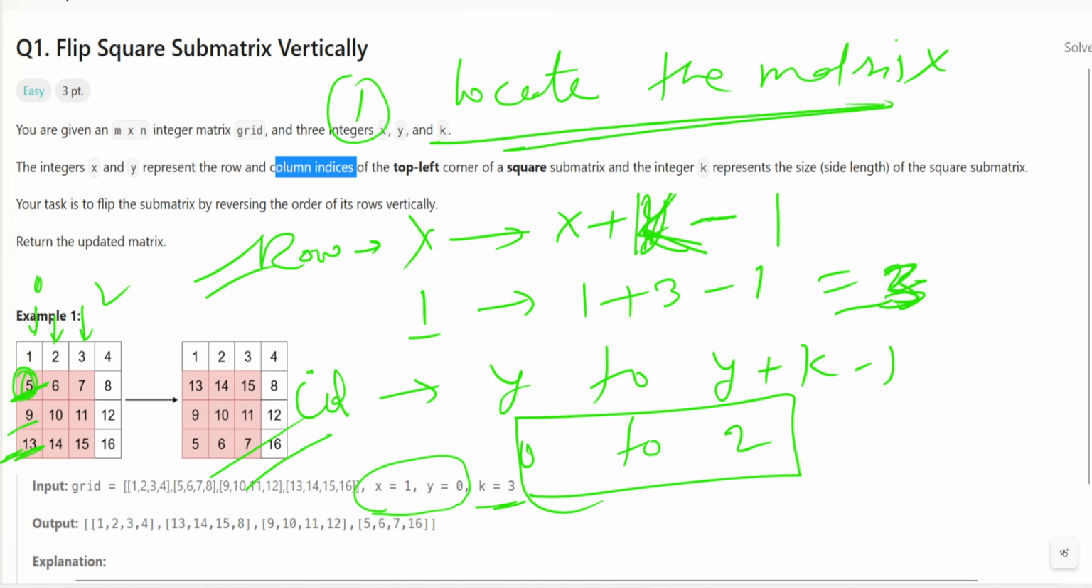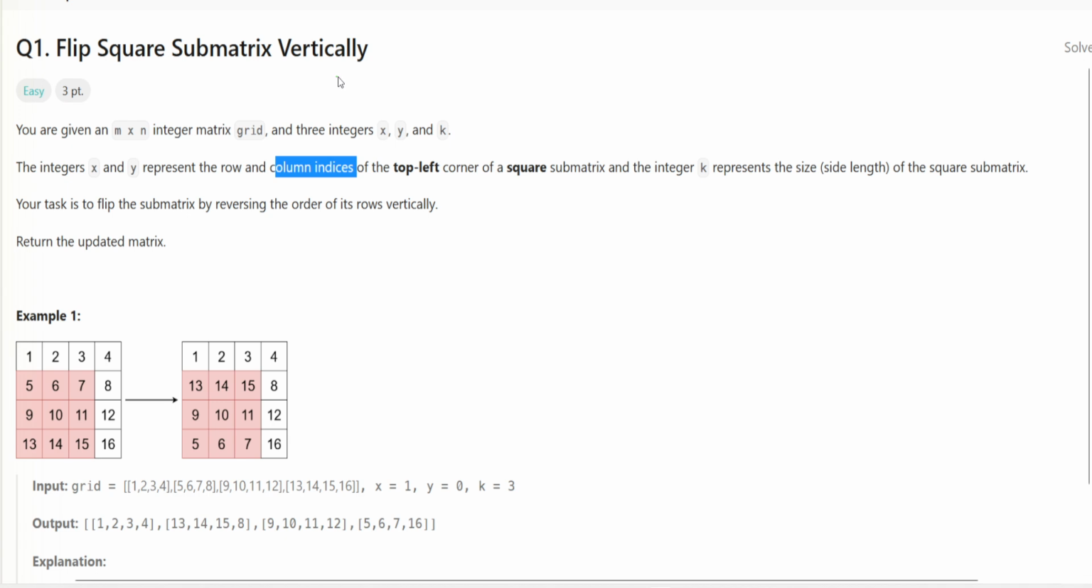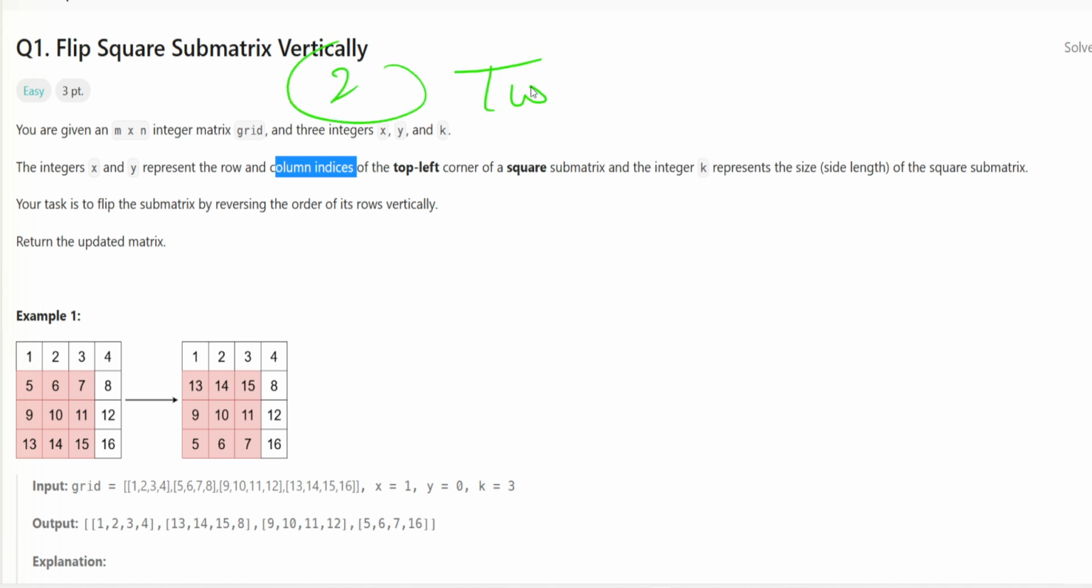Next, once we locate the matrix, what should we do? We will use a two pointers algorithm, on the rows.